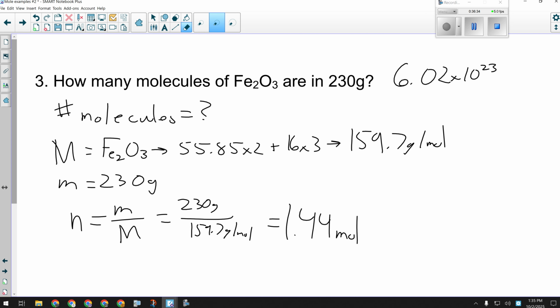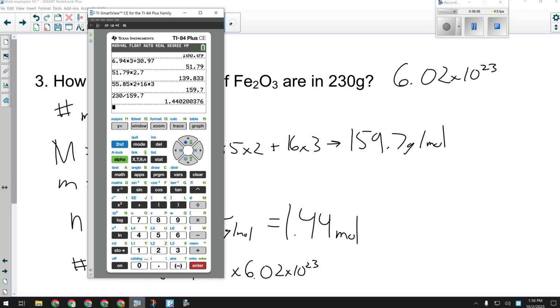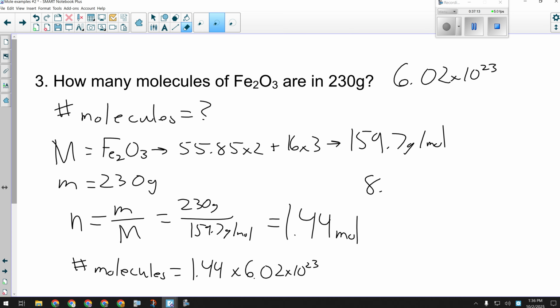Question wants the number of molecules. What do I do with that number and Avogadro's number? Multiply. I want a bigger number here. The number of molecules is going to be big. Okay, so 1.44 with all the decimals from my calculator times Avogadro's number, 6.02 times 10 to the 23. So I'm going to take that number with all the decimals, multiply by, in brackets, 6.02 E23, close the brackets. All right, I'm looking at 8.67 times 10 to the 23 molecules.